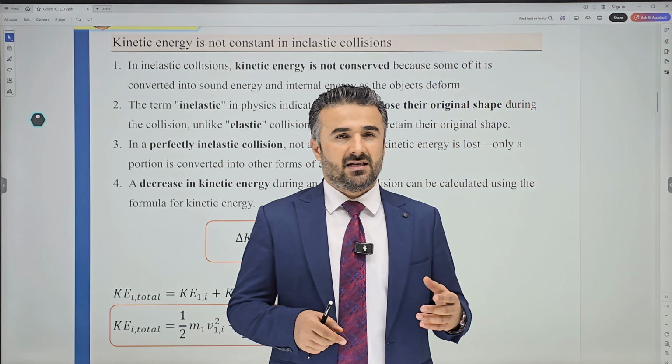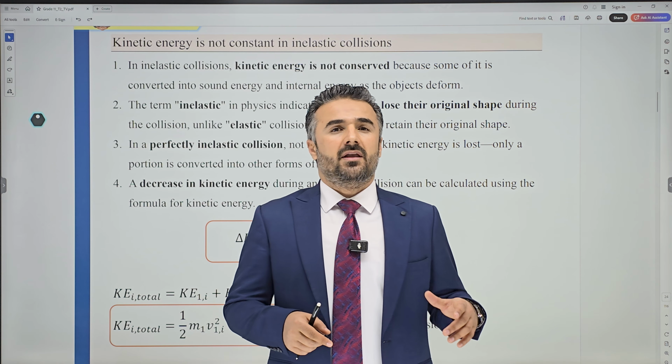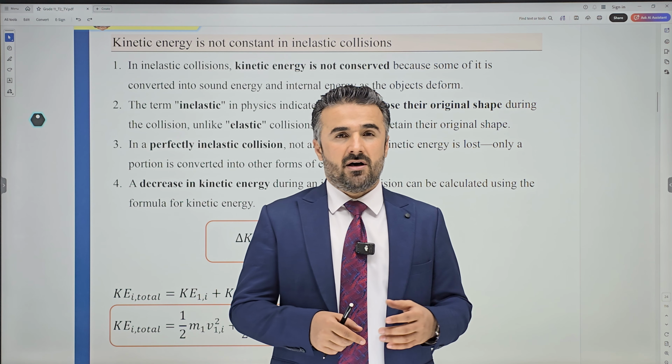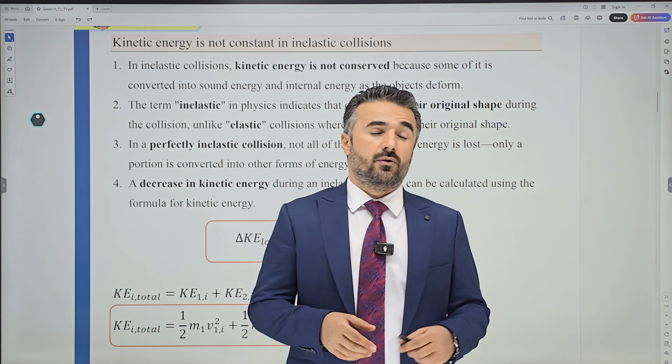The second type, inelastic collision: momentum is conserved, kinetic energy is not, because part of it will be lost. And the third type of collision, which is elastic: momentum is conserved and kinetic energy is conserved as well. Today we'll talk about how much kinetic energy is lost in a perfectly inelastic collision.